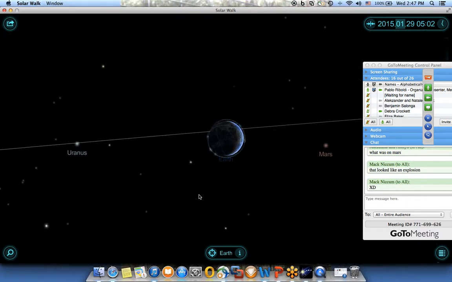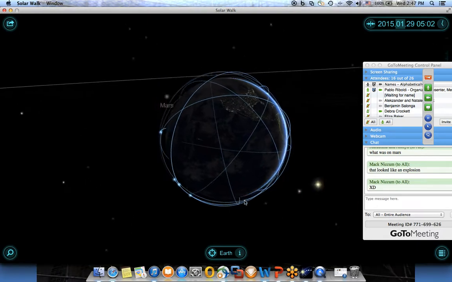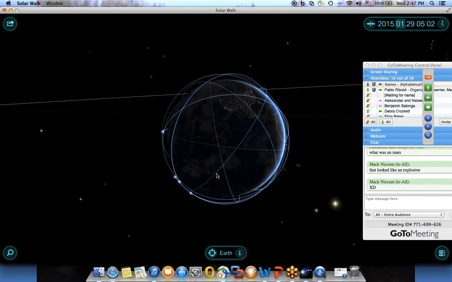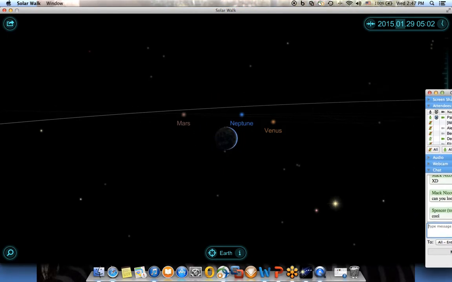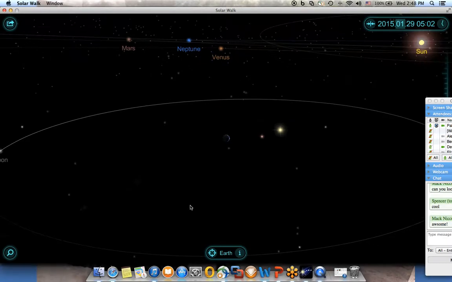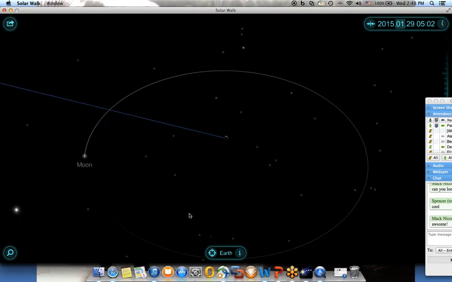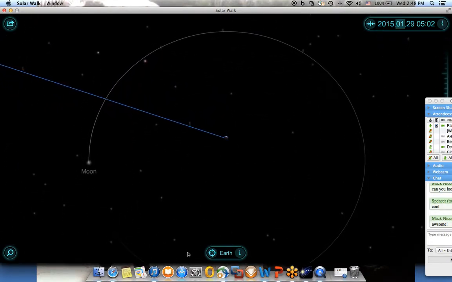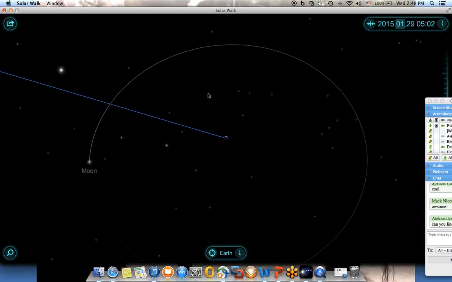If we zoom in on the Earth here, this program actually has all the satellites that are going around. The gray line is the moon. If we go a little further out, we can see the orbit and the moon itself. So there's the moon, and like I mentioned before, the moon also follows an elliptical orbit. It looks very much circular, but it does follow an elliptical orbit. The blue line is the orbit of the Earth.